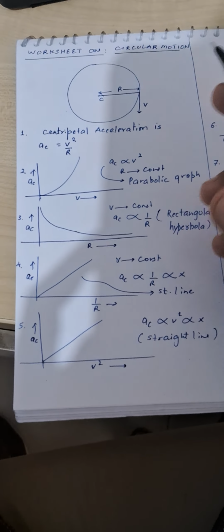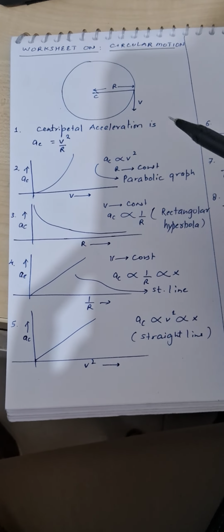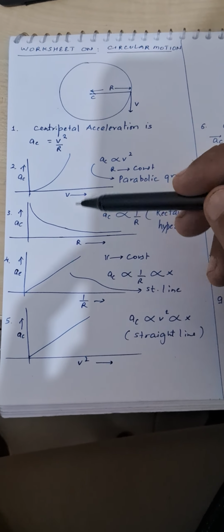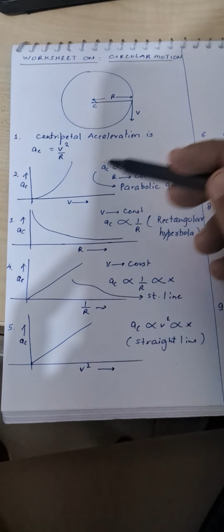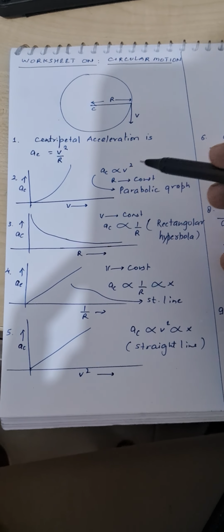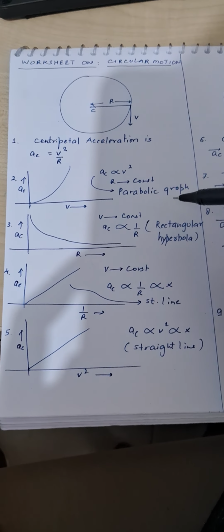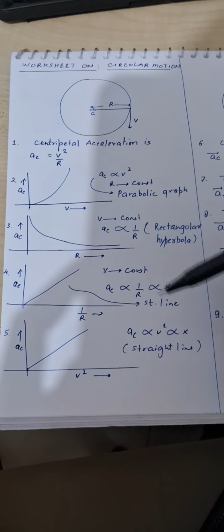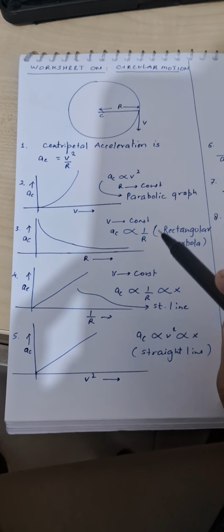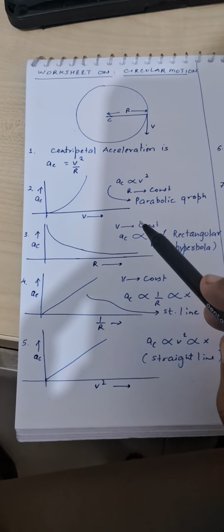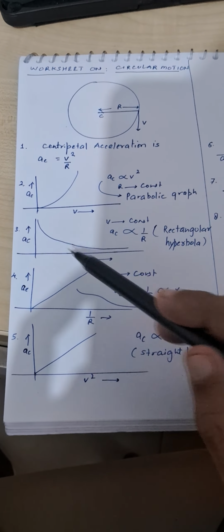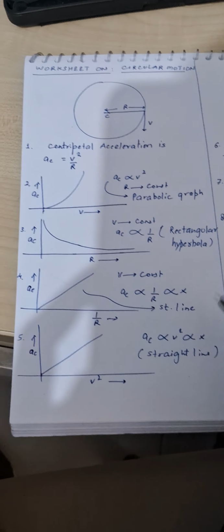Next, we have some graphical variations of centripetal acceleration with different parameters. The first question is a graph between acceleration and speed. Centripetal acceleration is proportional to v square, which means the graph is parabolic. If we assume that radius is constant, it will be a parabola turning toward the axis of AC. Next question: if v is constant, that is speed is constant, then centripetal acceleration is proportional to 1 by r. That means the graph will be a rectangular hyperbola.